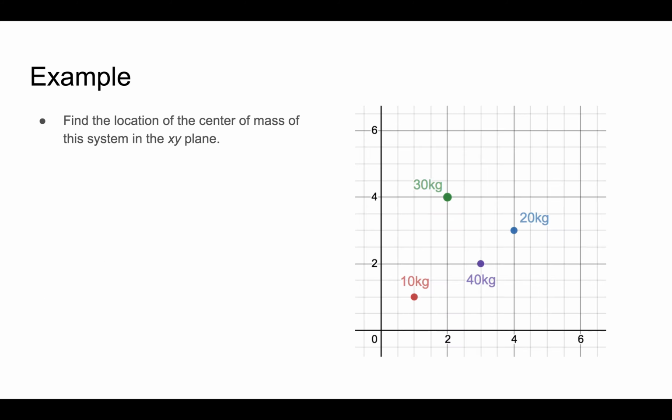So let's do an example problem. I hate to give you this kind of problem because it's really just brute force computation, but let's find the location of the center of mass of this system. So we have at the point (1, 1) a 10 kilogram mass, at the point (2, 4) a 20 kilogram mass, at the point (3, 2) a 30 kilogram mass, and at the point (4, 3) a 40 kilogram mass.